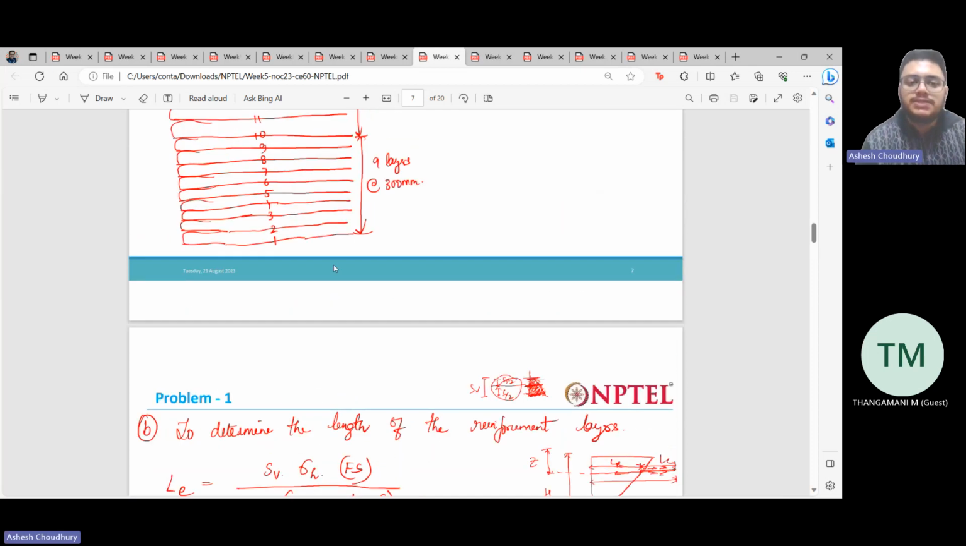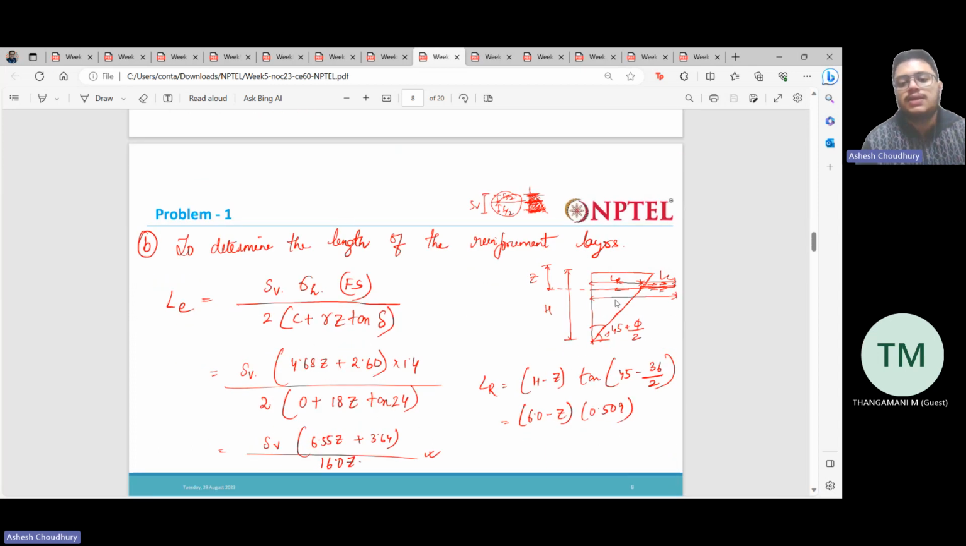After deciding the spacing, what we need to do? We need to determine the length. So there are two lengths. One is this length, other is the other length. One is the embedment length LE, and other is this length LR. So how to determine this length LE?